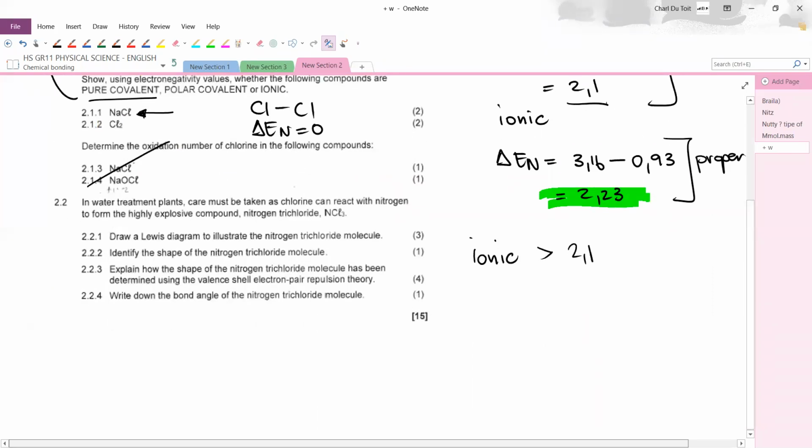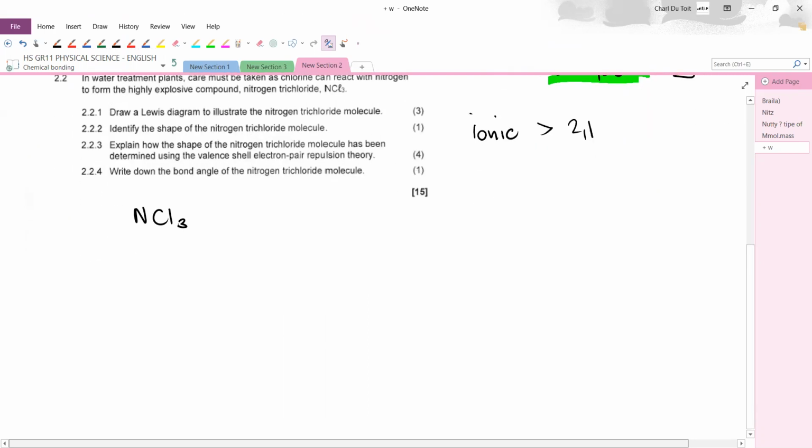And then they want Lewis diagrams of NCl3. And then they want you to identify the shape of the nitrogen trichloride molecule. So they have nitrogen with 3 chlorine atoms. And then the shape is what? Trigonal pyramidal. And then it's an AX3E molecule. And then they want bond angles and stuff. Bond angles might be in your textbook or not, I'm not sure. Okay, that's just the indication of what it looks like.